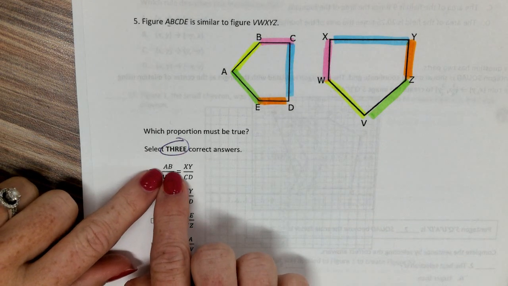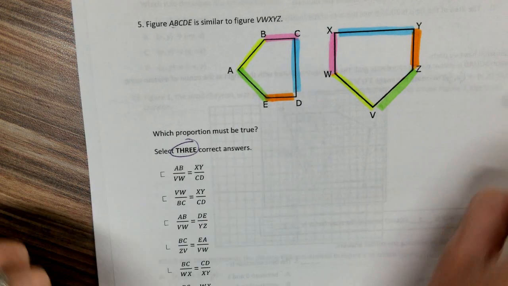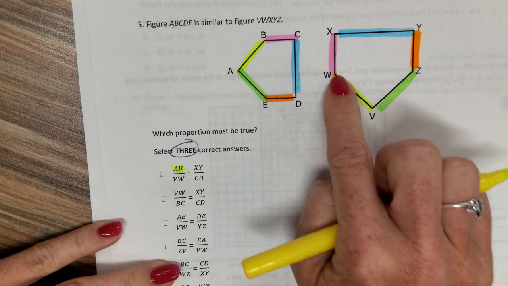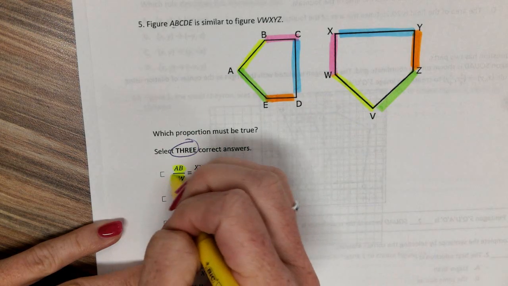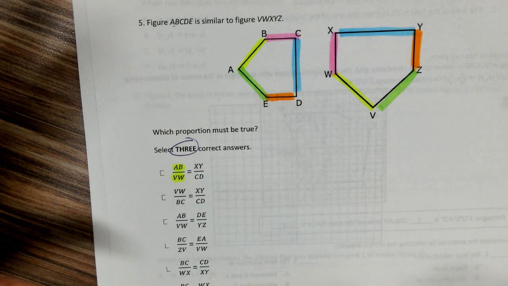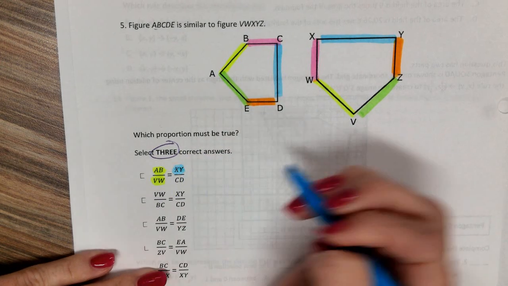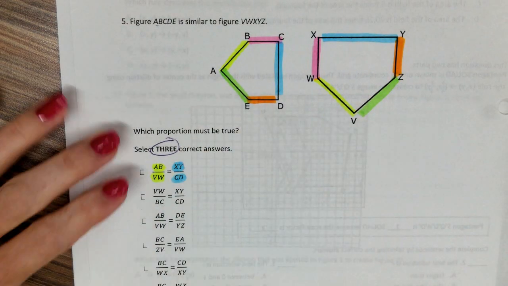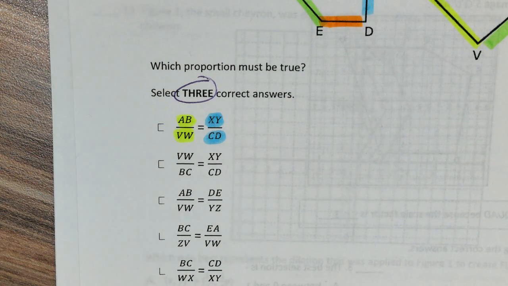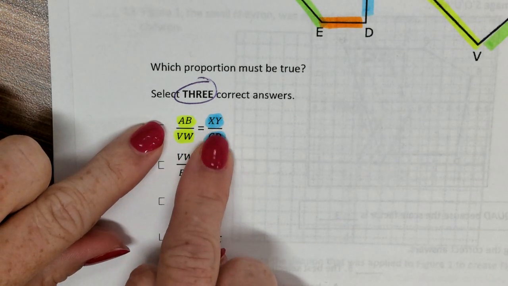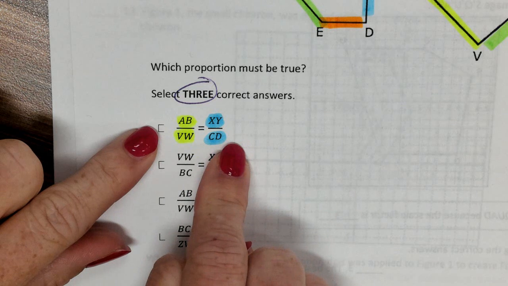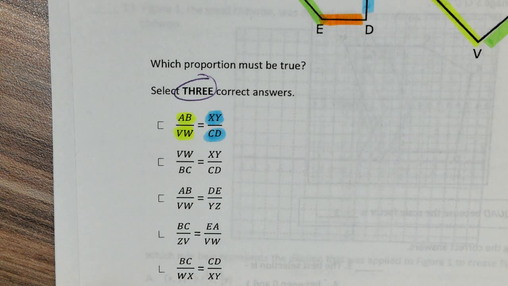What color did I highlight side AB? Yellow. So I'd say this is yellow. And then VW or WV is also yellow for me. Don't highlight it yellow if you didn't do it yellow. And then XY is blue. And CD is blue. Now, do the colors look like that is a good proportion? Yes or no? Yes. How many colors can there be? They have to either be stacked on top of each other like this or like all yellow on top, all blue on bottom. But that does not mean the answer is correct. You also have to check if it's set up correctly.